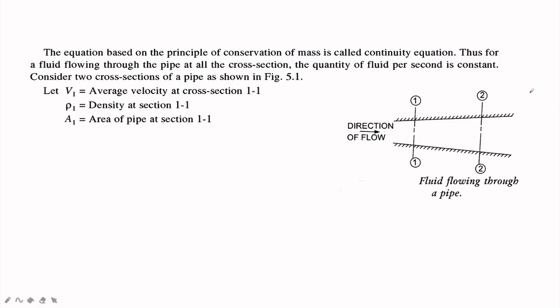Next, draw this diagram. Thus for a fluid flow through a pipe, at all the cross sections the quantity of fluid per second is constant. The quantity of fluid per second is constant by which law? By the principle of conservation of mass. So now we have to derive. Consider two cross sections of pipe as shown in figure. So this is pipe. We are considering two cross sections 1-1 and 2-2. Let v1 be the average velocity at section 1-1, rho 1 the density at section 1-1, a1 the area of the pipe at section 1-1, and similarly v2 is the average velocity at cross section 2-2, rho 2 is the density at section 2-2, a2 is the area of the pipe at section 2-2. Like this we have to draw our diagram and detail the information which is in the diagram.